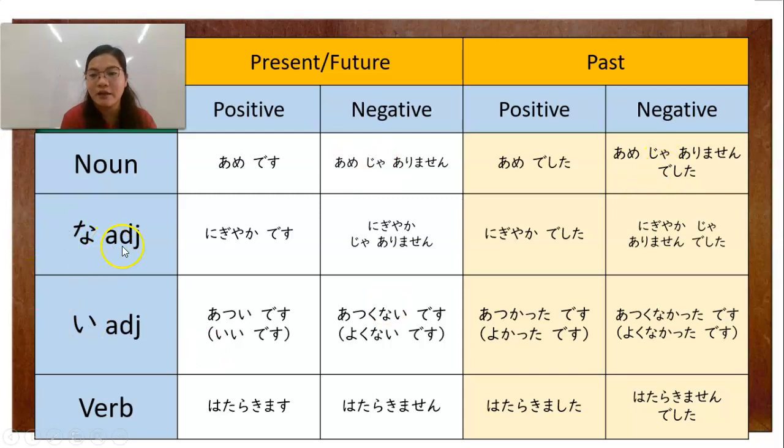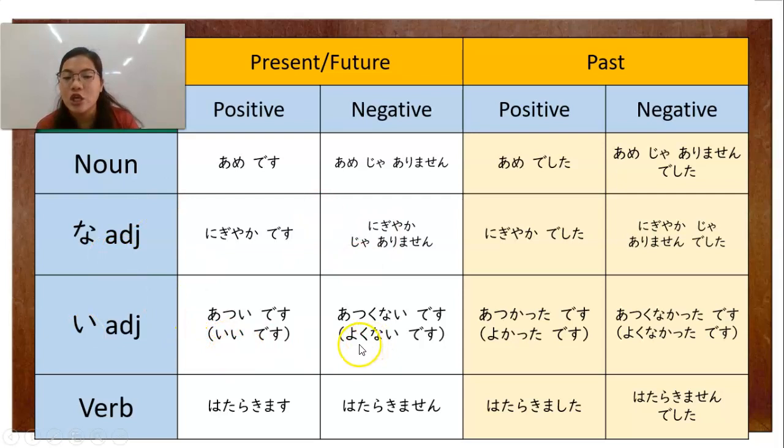Okay, let's start from na adjective. Nigiyaka desu. Nigiyaka ja arimasen. Nigiyaka deshita. Nigiyaka ja arimasen deshita. Okay, and for the i adjective we use atsui. Atsui desu. Atsukunai desu. Atsukatta desu. Atsukunakatta desu.